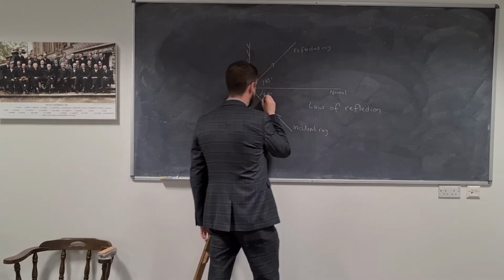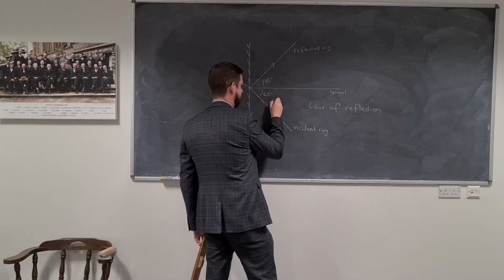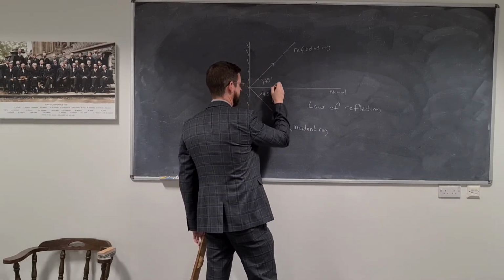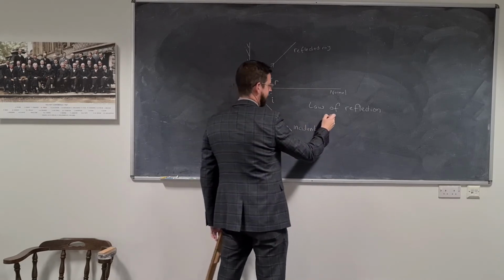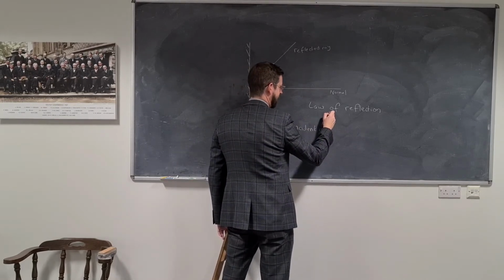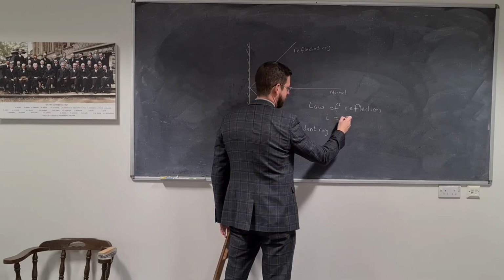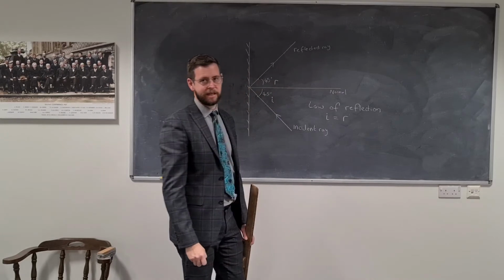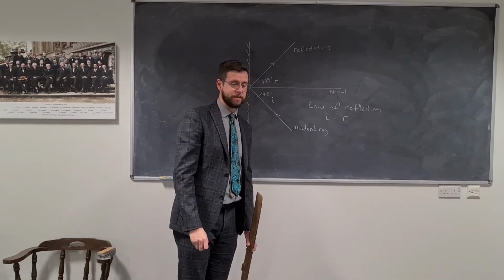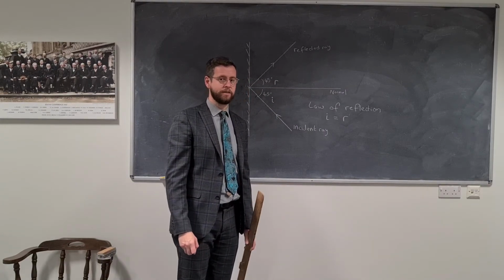And this angle here is sometimes given the symbol I, lowercase, and this is given the symbol R, lowercase. The law is that the angle of incidence I is equal to the angle of reflection R. If it's 10 degrees going in, it's 10 degrees coming out. If it's 45 degrees going in, it's 45 degrees coming out.